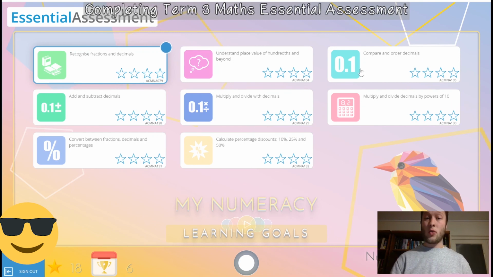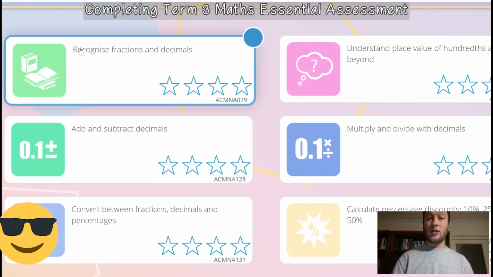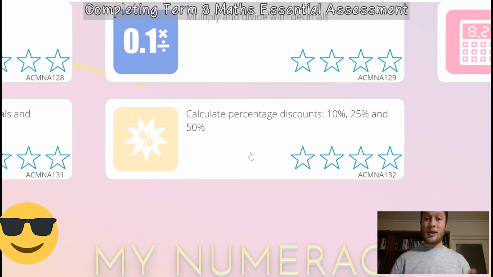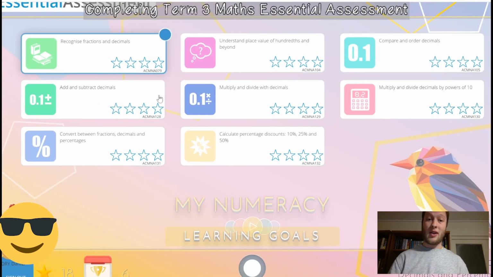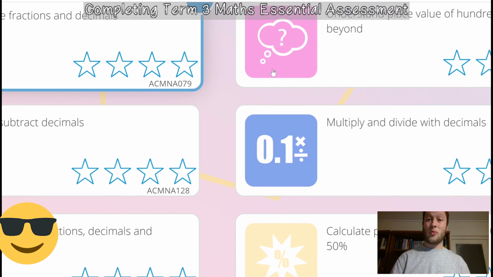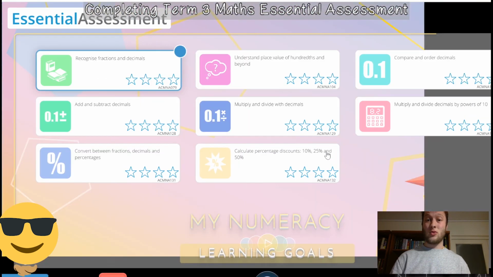So it says the first one I need to work on is recognizing fractions. It's a good idea to start from left to right, and this one will be my final one because that'll be the hardest of all of them. So it's probably good that I start on the easy ones, because if I nail these and get 5 stars, then I'll probably find these ones a lot easier to do.